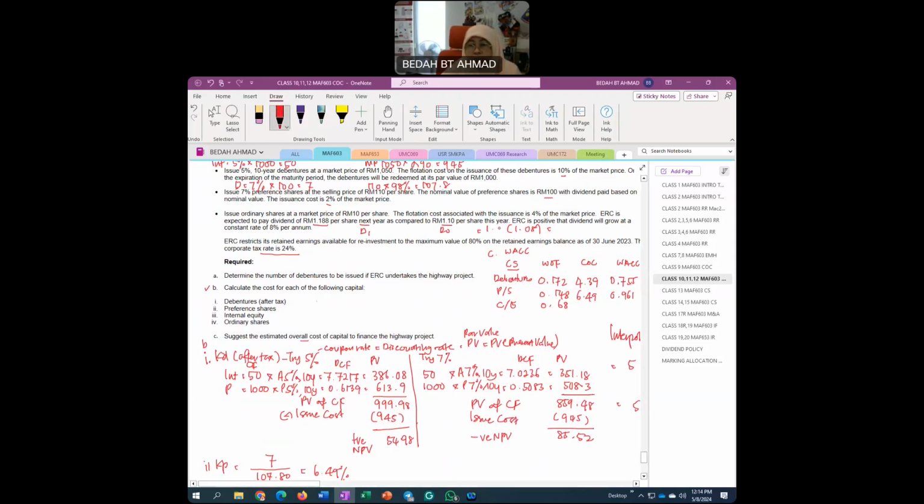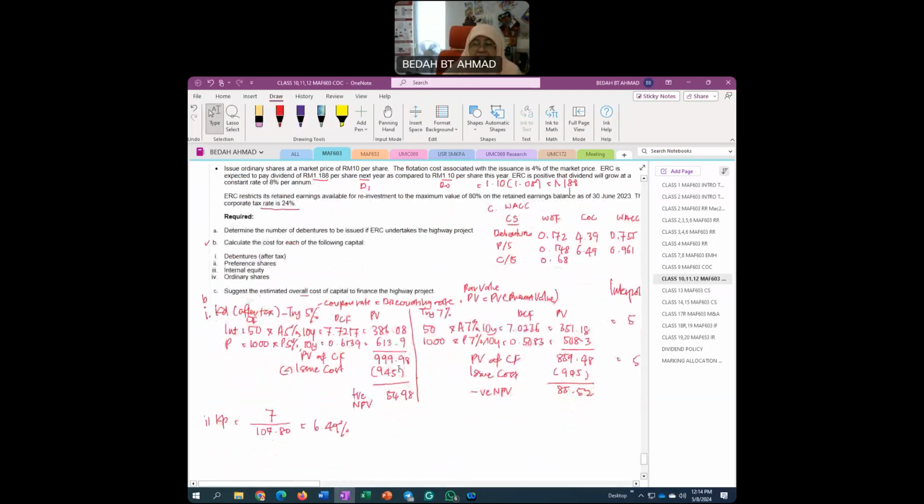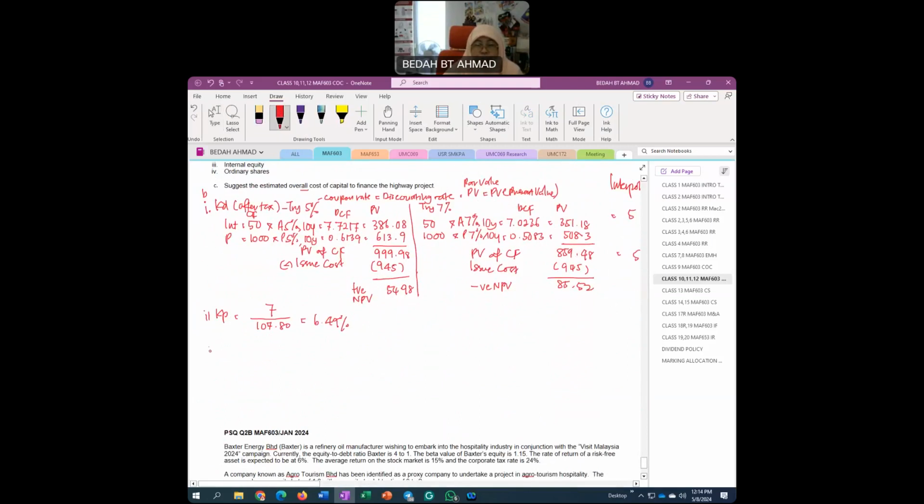Okay, 1.1 multiplied by 1.08. So you are getting 1.188. So you can take it as D1 or D1 plus G. So for the third one, KE for the retained earnings, I just take the D1 directly.